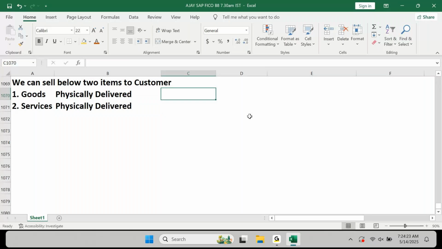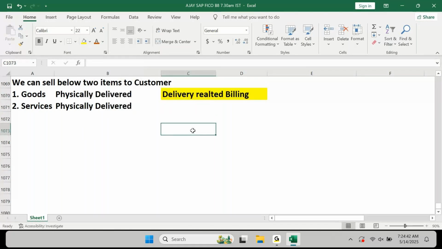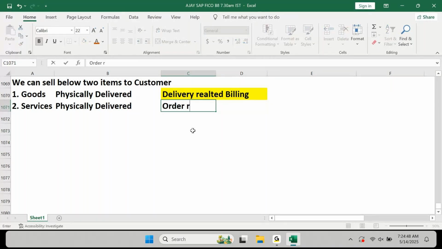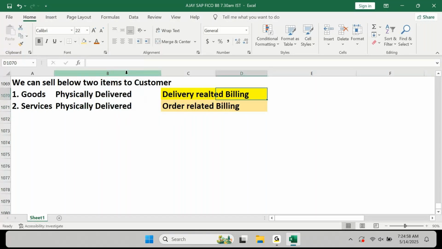Now, anything that you are delivering, what is this called as? Delivery related billing. It is an invoice only, but a delivery related invoice. Here, since I cannot see this, I will put order related billing. Once I place the order, based on the order I will create the invoice, or based on the delivery I will create the invoice.